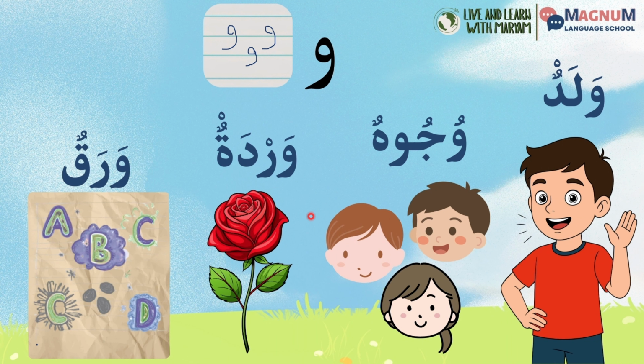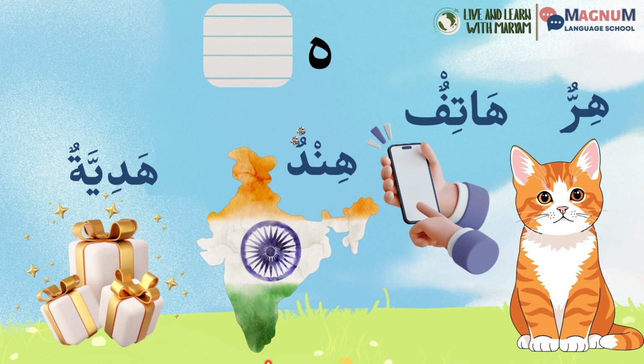Okay. Next letter is Ha. This is Ha. Ha for Hirrun. Hirrun means cat. Ha for Hatifun. Hatifun means phone. Ha for Hindu. Hindu means India. Ha for Hadiyatun. Hadiyatun means present.